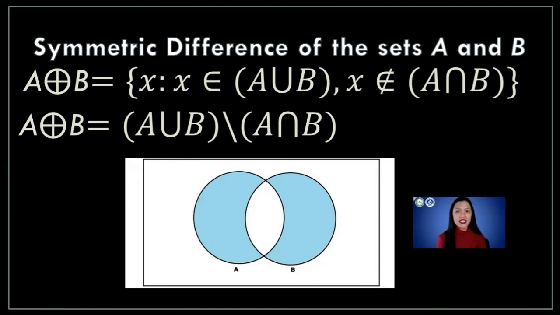By definition, the symmetric difference of sets A and B is the set containing X such that X is an element of A union B and X is not an element of A intersection B. So once again, the symmetric difference of sets A and B is the difference of the union of two sets and the intersection of two sets.